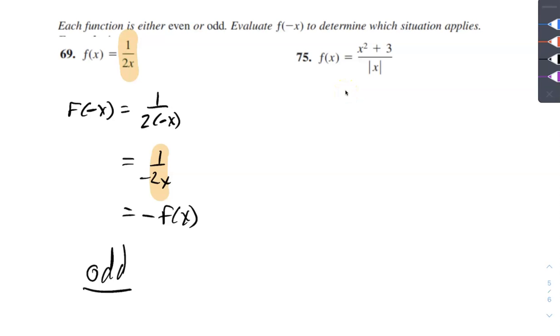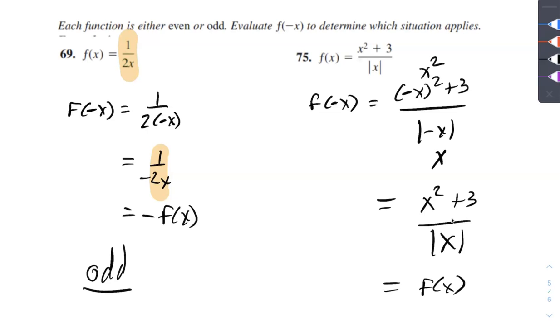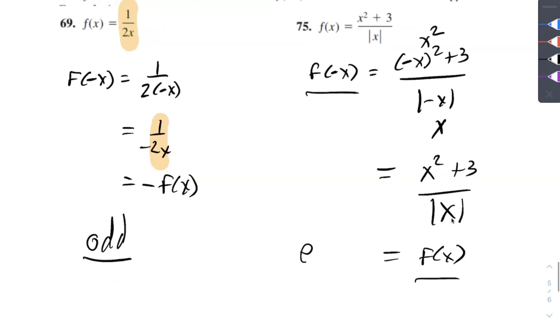Let's look at the next one. It's the same idea. We're going to plug in negative x. So I get negative x squared plus 3 over the absolute value of negative x. Wherever I see the x, I plug in negative x. That's the whole point of this. Negative x squared is just x squared. The absolute value of anything is positive, such as x. So look what happens: you get x squared plus 3 over the absolute value of x, and that is the exact same thing we started off with. So this is just f of x. When that equals the original itself, that's an even function.